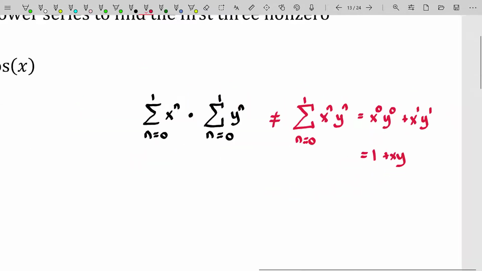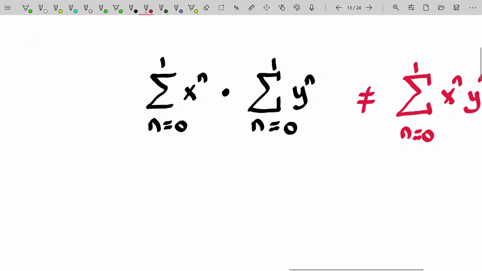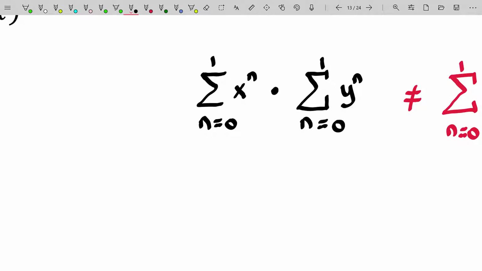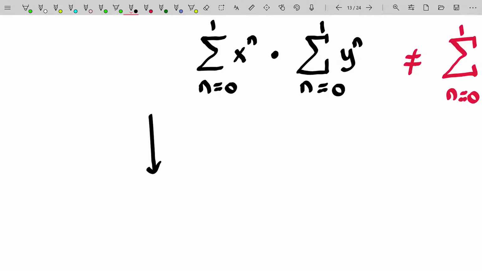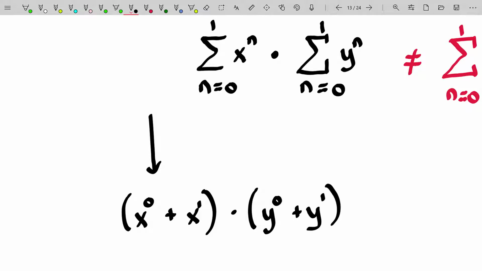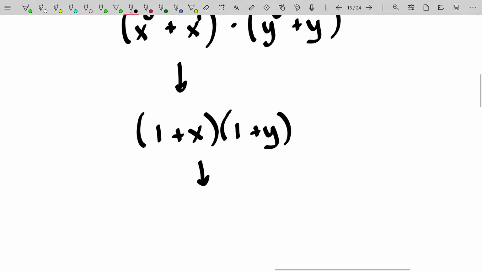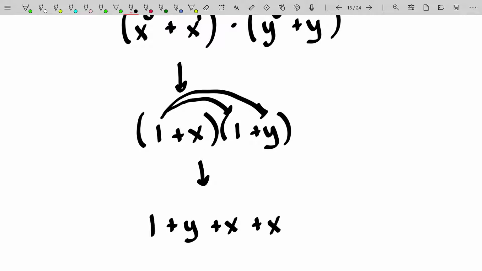xy. However, if you were to actually look at the problem handed to us, it is written, if you expand these out, as follows. The first power series is going to be x to the 0th plus x to the first, and we're going to multiply that by the second series expansion, which is y to the 0th plus y to the first. That's just going to be 1 plus x times 1 plus y. And if you were to multiply that out, you get 1 plus, let's see, I'm just going to do it this way, 1 and then y plus xy.